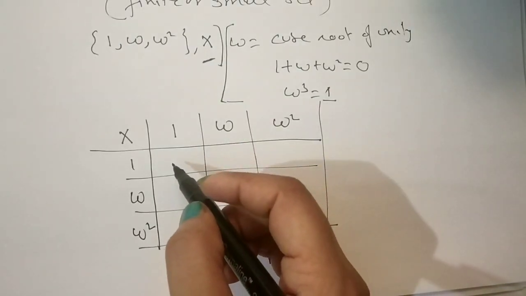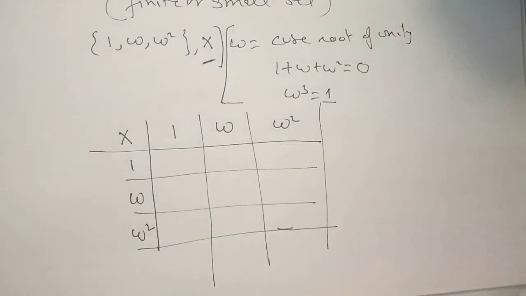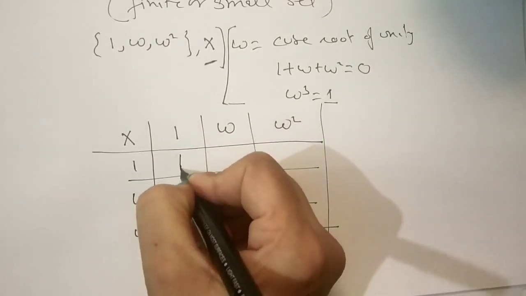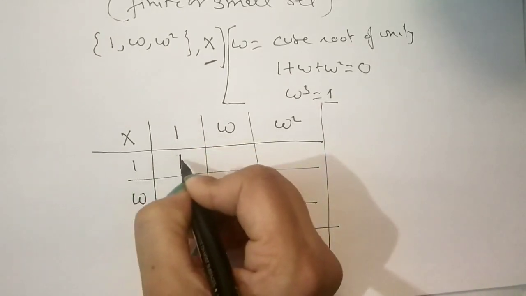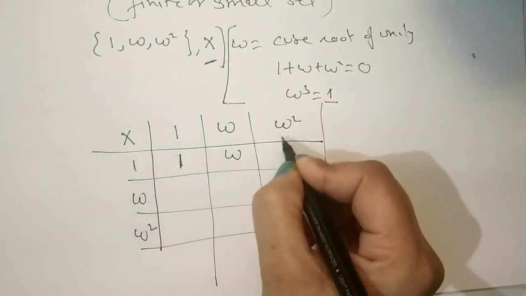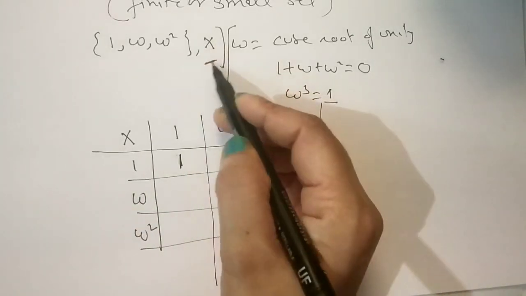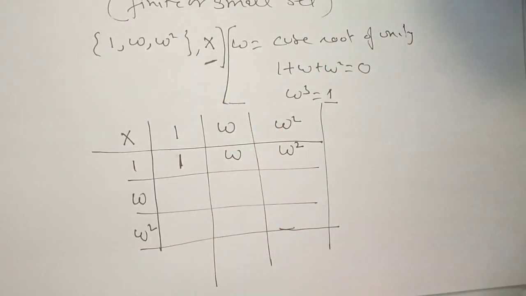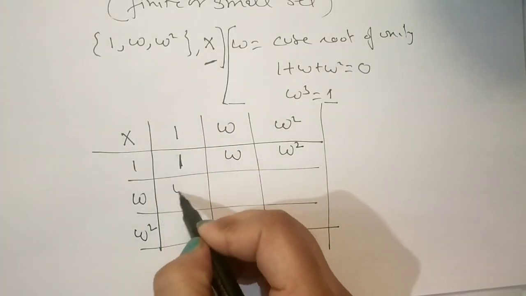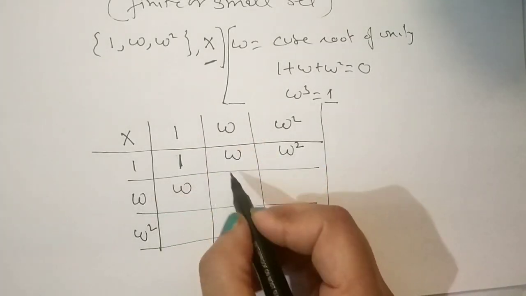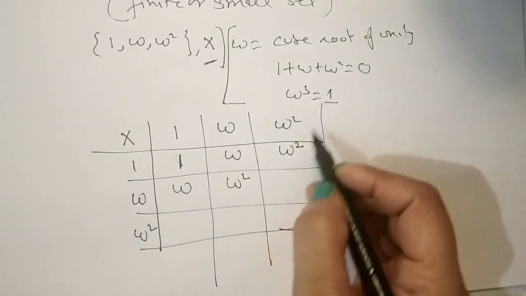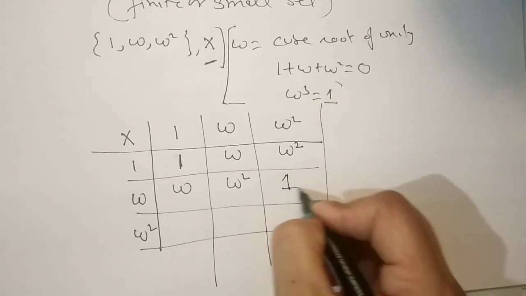So first of all you multiply this with 1. It is 1. Here you have to multiply the corresponding elements of the grid. Then 1 with omega will be omega. 1 with omega square is omega square, because here the multiplication is usual multiplication. Then now you have to multiply omega with 1, omega. Then omega with omega will be omega square. Omega into omega square will be omega cube, and omega cube is 1. So we will write here 1.